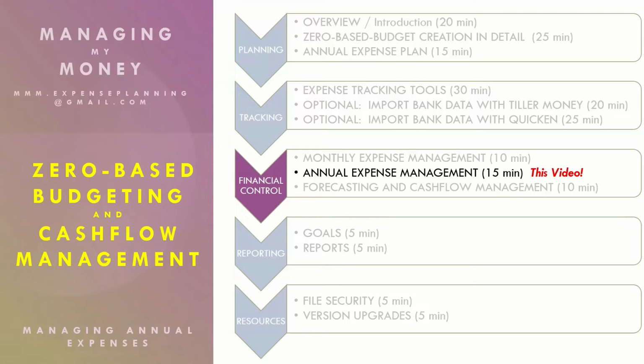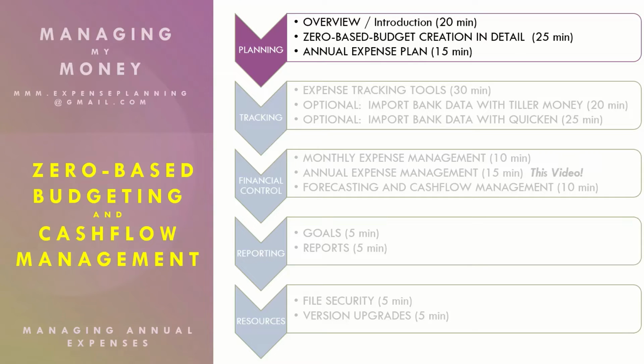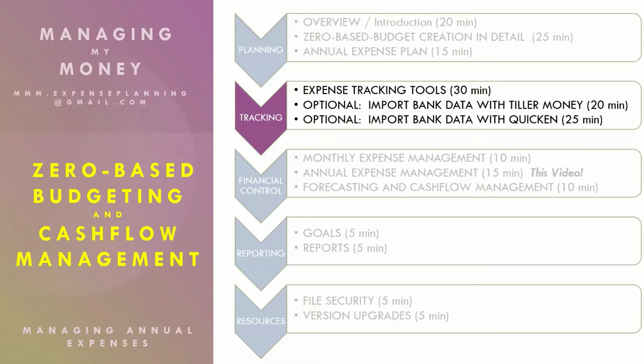Welcome to the 8th video in this series on zero-based budgeting and cash flow management using the Managing My Money Excel tool. The first set of videos on planning provided an overview of zero-based budgeting and the Managing My Money Excel tool. It also showed how to use the tool to create a zero-based budget and how to set up an annual expense plan. The second set of videos on tracking demonstrated how to record expenses and how to use the functionality provided in the tool to simplify that process.